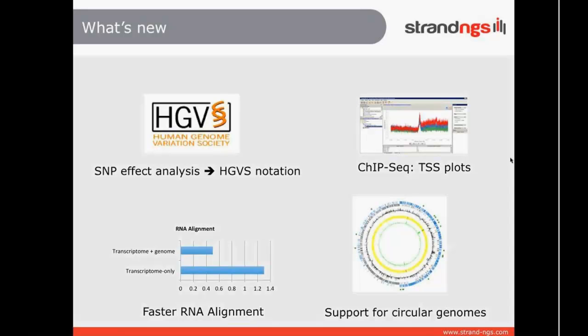As far as the actual changes go, there's a bunch of them. We start, and I don't know how many of you use SNP effect analysis, I think it's a great tool. So in SNP effect analysis, we've added HGVS notation. I'll go over that really briefly. In ChIP-seq, we've added TSS plot. So this is the transcription start site plot. Wow, that's a tongue twister. But TSS plots show, as the distance from the TSS increases, what the coverage is like. So that's a TSS plot. I'll go over that real brief. And we also have faster RNA alignment as well as support for circular genomes.